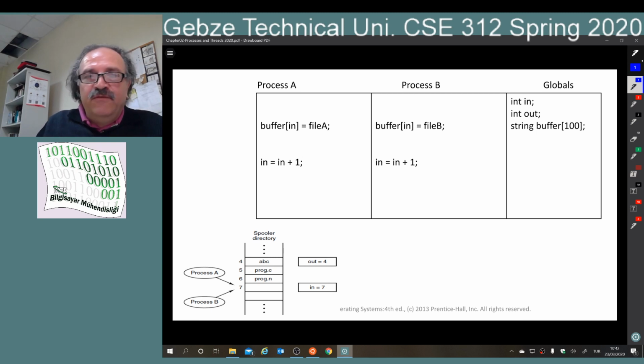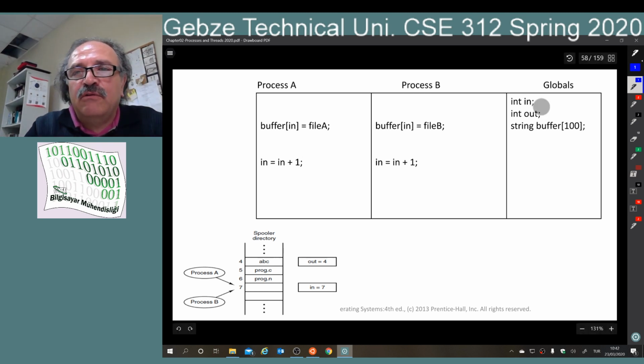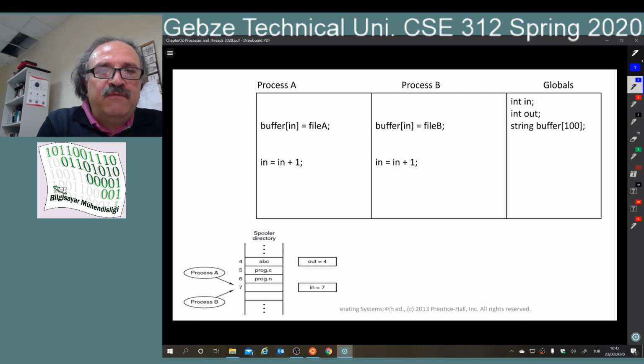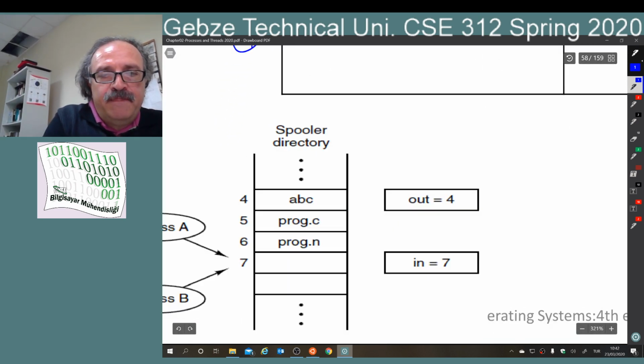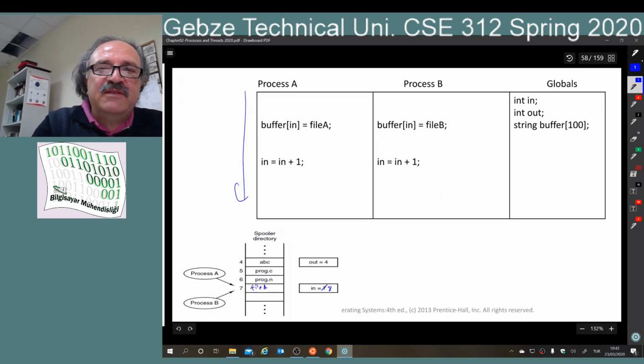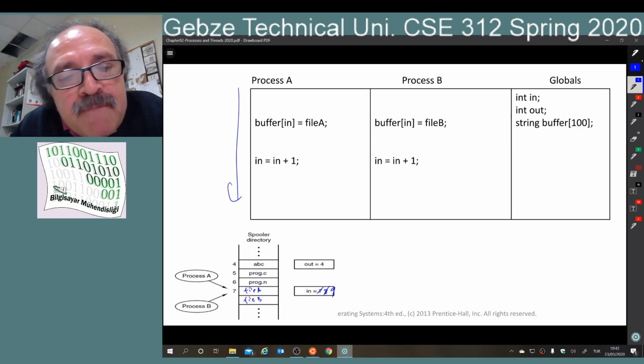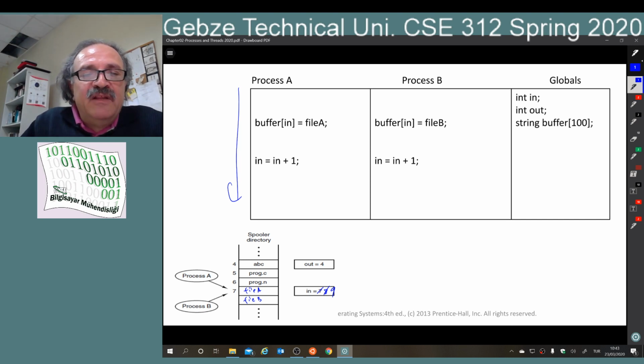Okay, it looks like it's just fine. If process A runs first, these are our globals, in and out and the string buffer. I have at most 100 elements in this one. Currently my value of in is 7. Let's say file A is inside this. Process A is running. File A will be printed at this position, and in will be incremented by 1, and then process B will start. Process B will say file B will be here because in is 8 now. It will make it 9. So at the end, my in will be 9, and I should be okay. It should work this way.